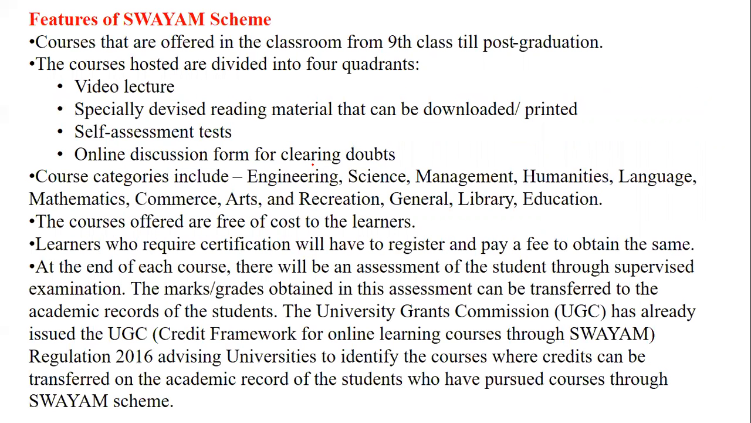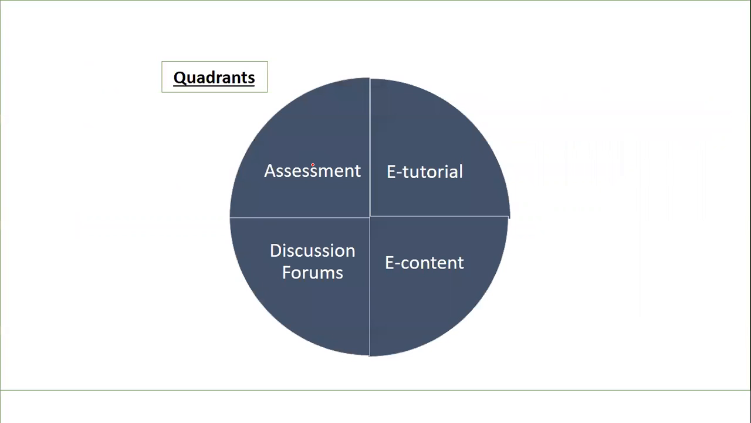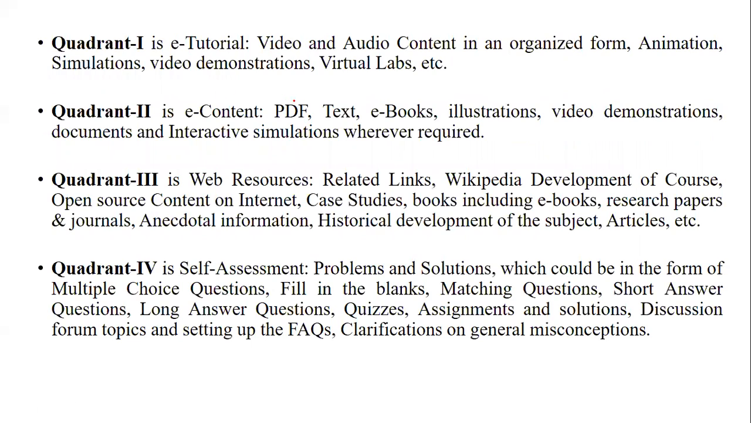Swayam features. I have made 2 slides. One is just for reading; otherwise, if it is difficult, you can go with this. There are 4 quadrants: assessment, e-tutorial, e-content, and discussion forum. Quadrant 1 is about e-tutorial, where you get all the information. Quadrant 2 is about the content, which you get in e-format. Quadrant 3 is about the resources and links, and quadrant 4 is about self-assessment in the form of quizzes and assignments.